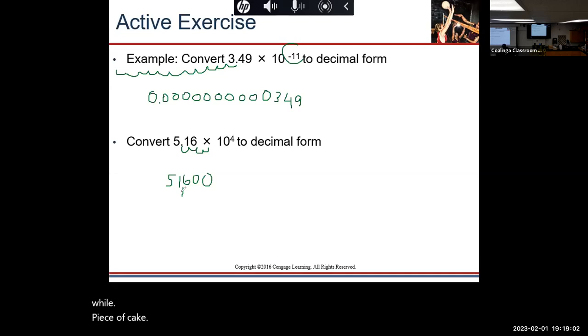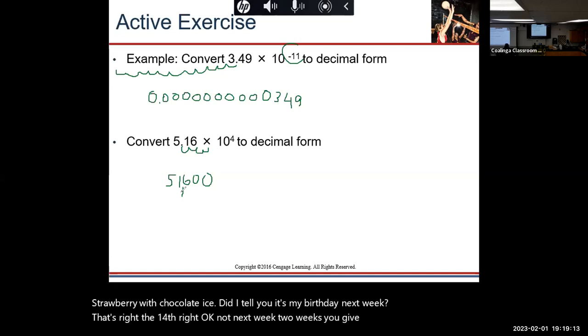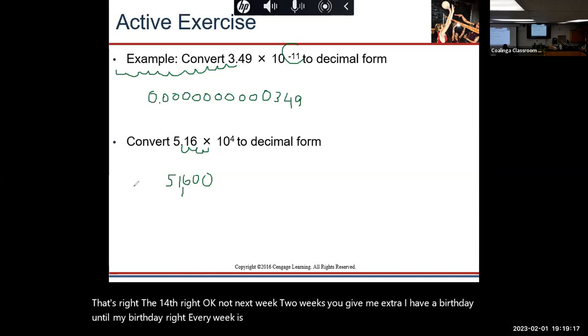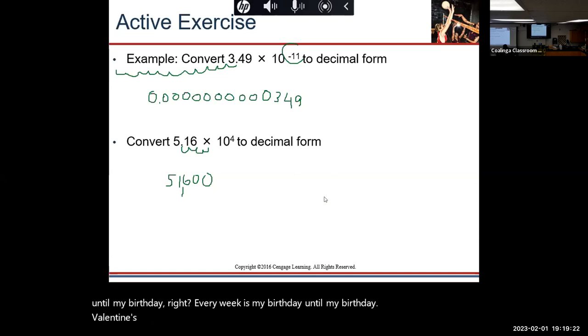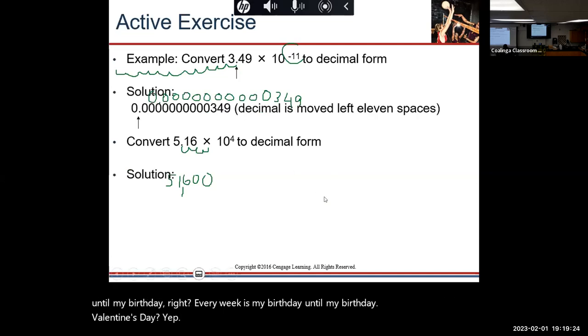Strawberry with chocolate ice. Did I tell you it's my birthday next week? That's right, the 14th, right? Okay. Not next week, 2 weeks. You can give me extra. You know, I have a birthday until my birthday, right? Every week is my birthday until my birthday. Yep. That's my dad's birthday too. Okay. Let's see.